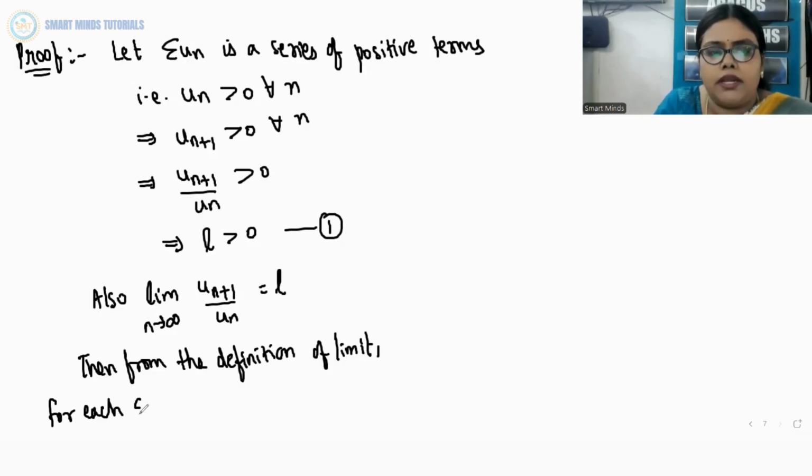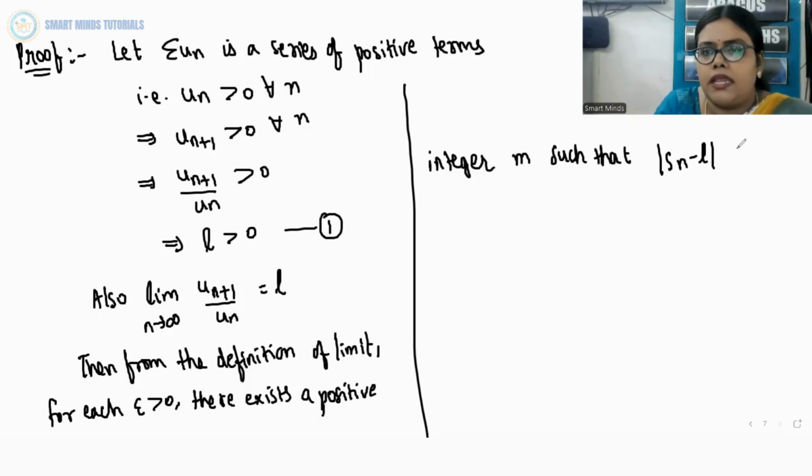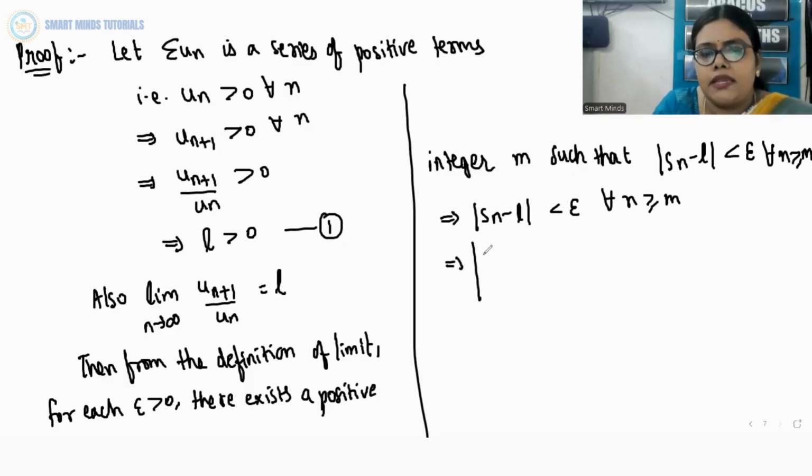For each epsilon greater than 0, there exists a positive integer m such that mod Sn minus L is less than epsilon for all n greater than or equal to m. What is Sn? Sn is un plus 1 by un. So mod un plus 1 by un minus L is less than epsilon for all n greater than or equal to m.